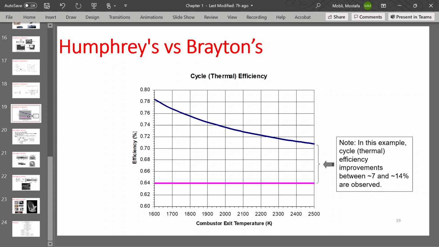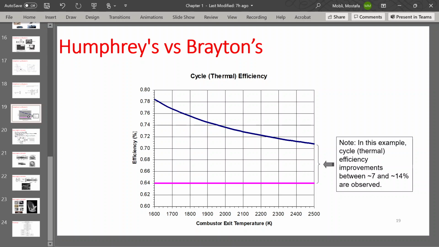So this is actually a cycle that is going to replace the Brayton cycle in the jet engine design, right? So they are going to design engines that are going to work based on this cycle. I mean, that is destined to.